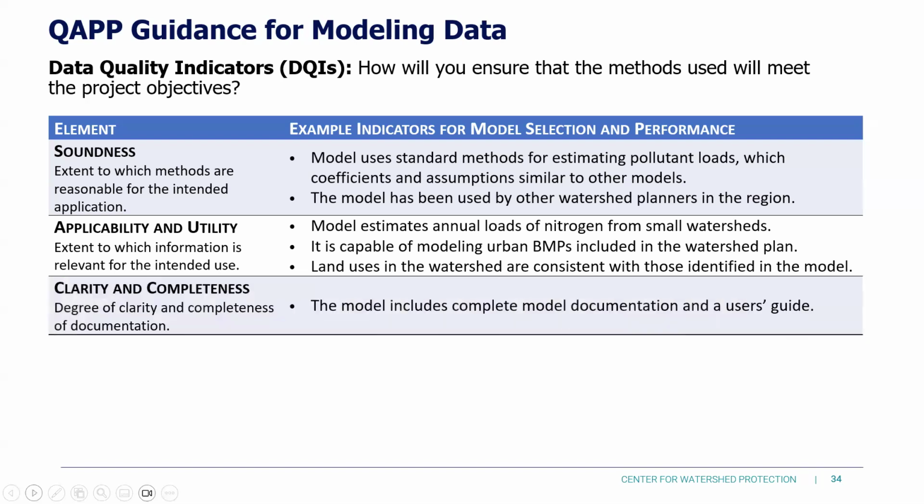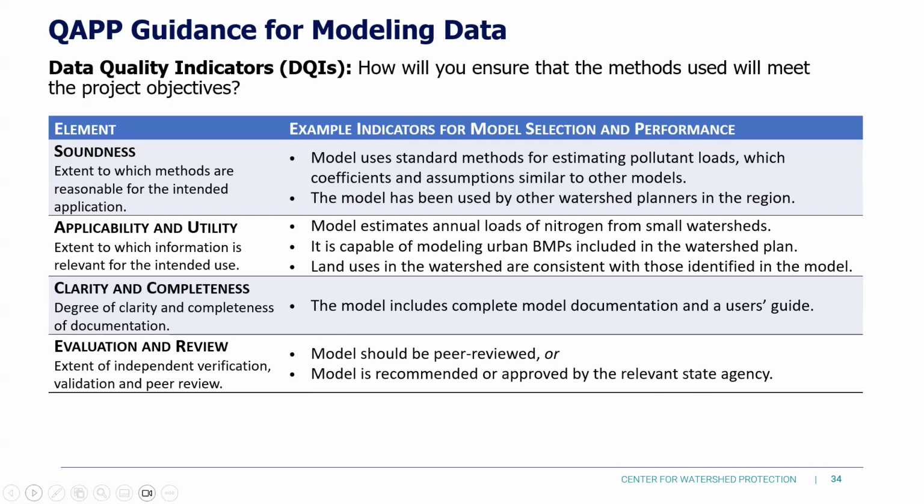Next one, please. Clarity and completeness. This is really a typical one. In general, for anything EPA related, if you're using a model, they want you to use one that has documentation of all of its assumptions. That's generally true, but just making sure. Last one.